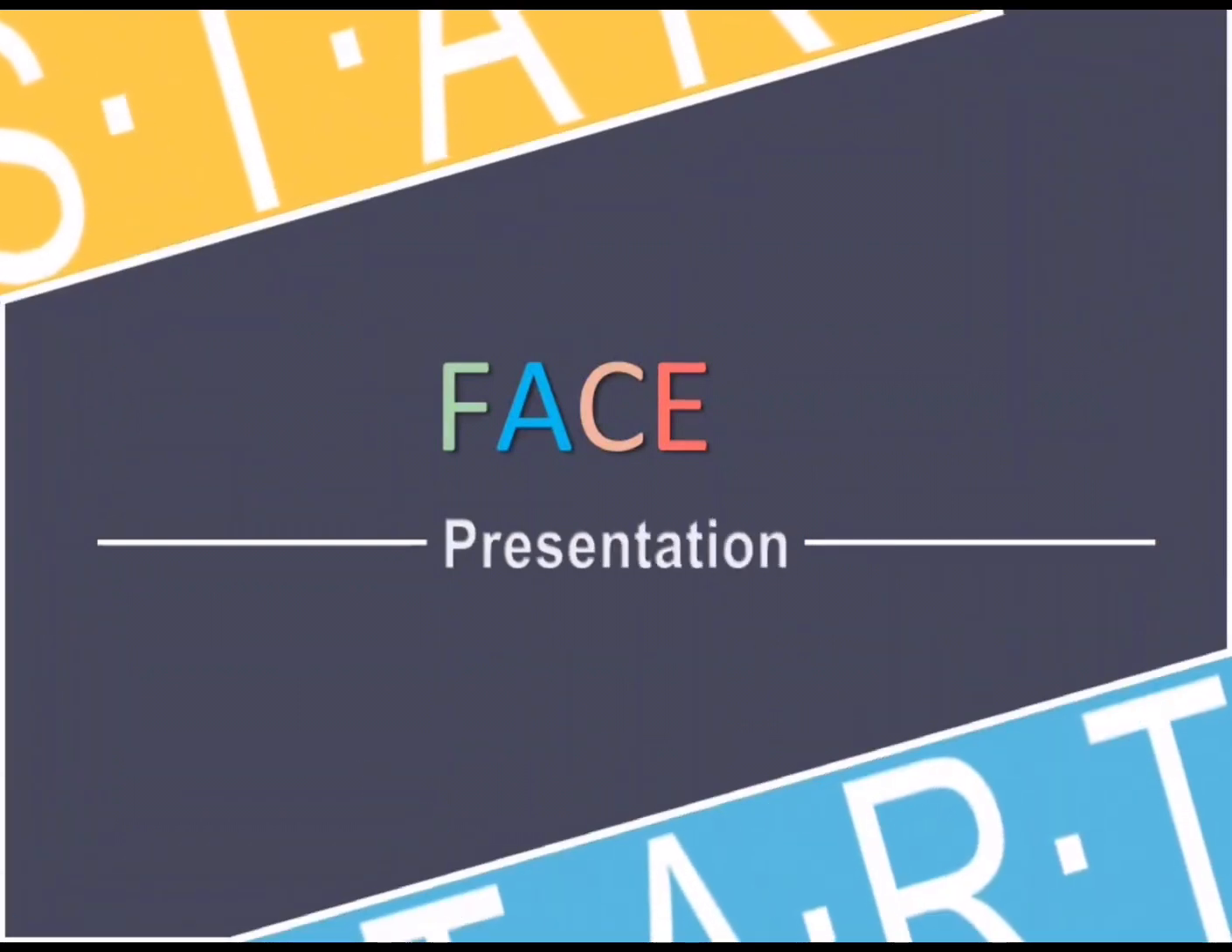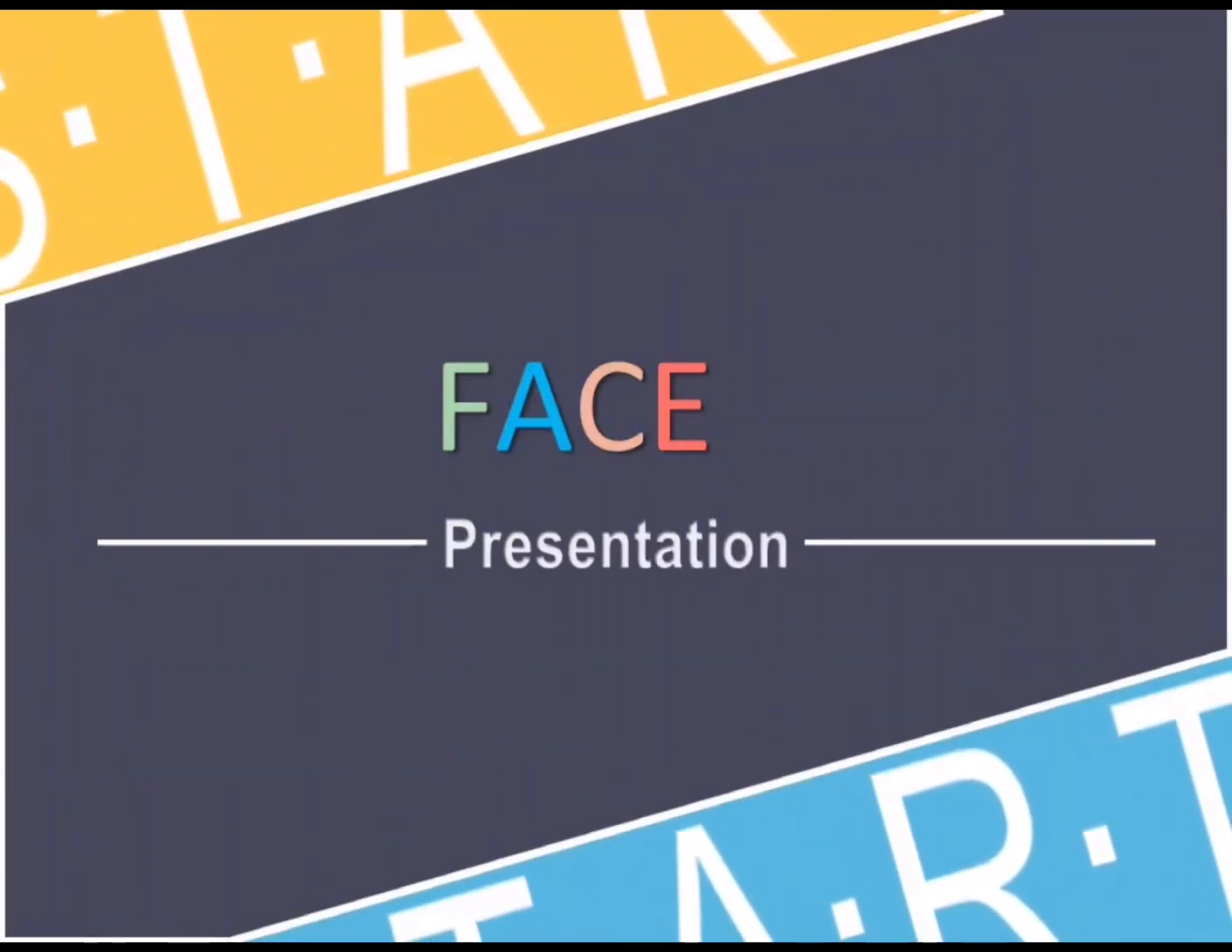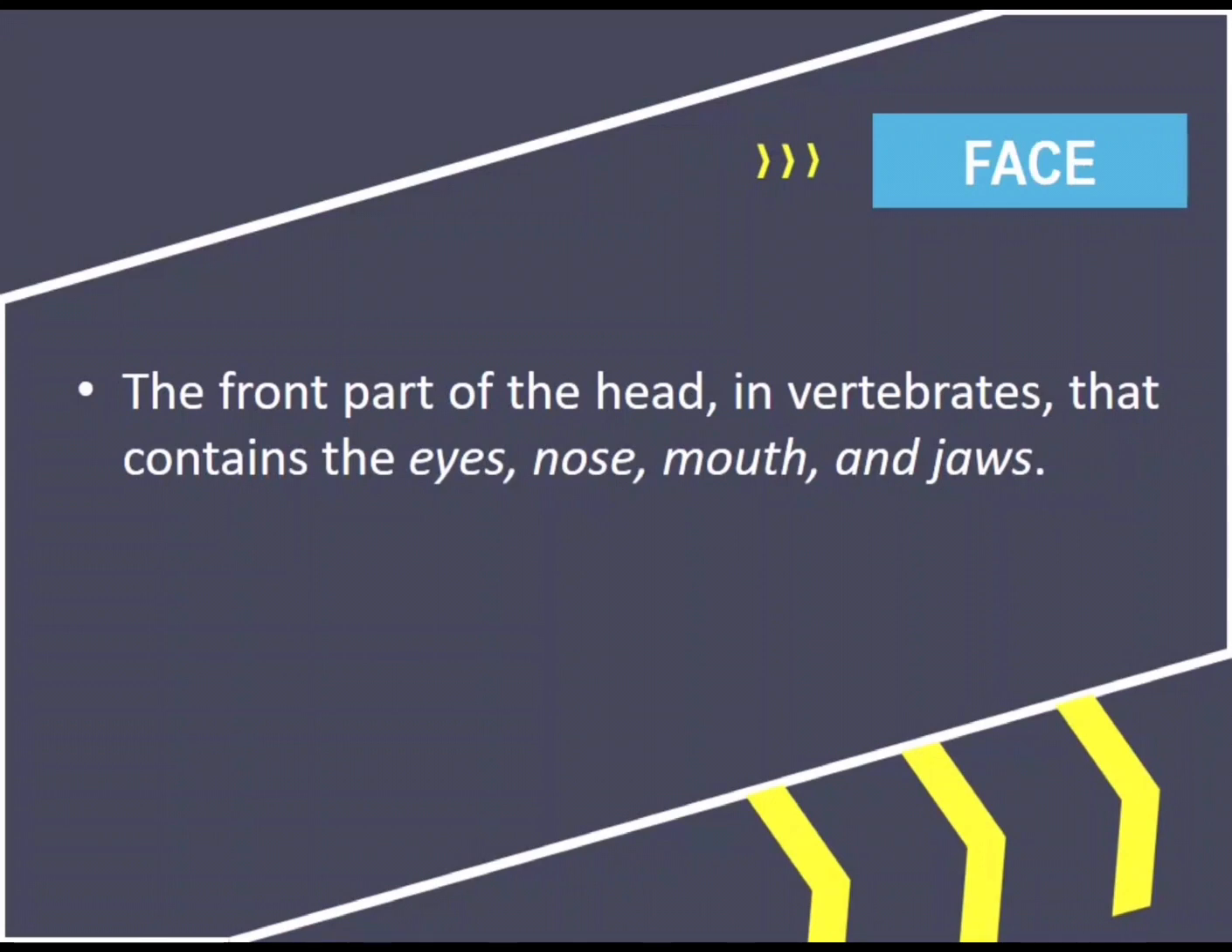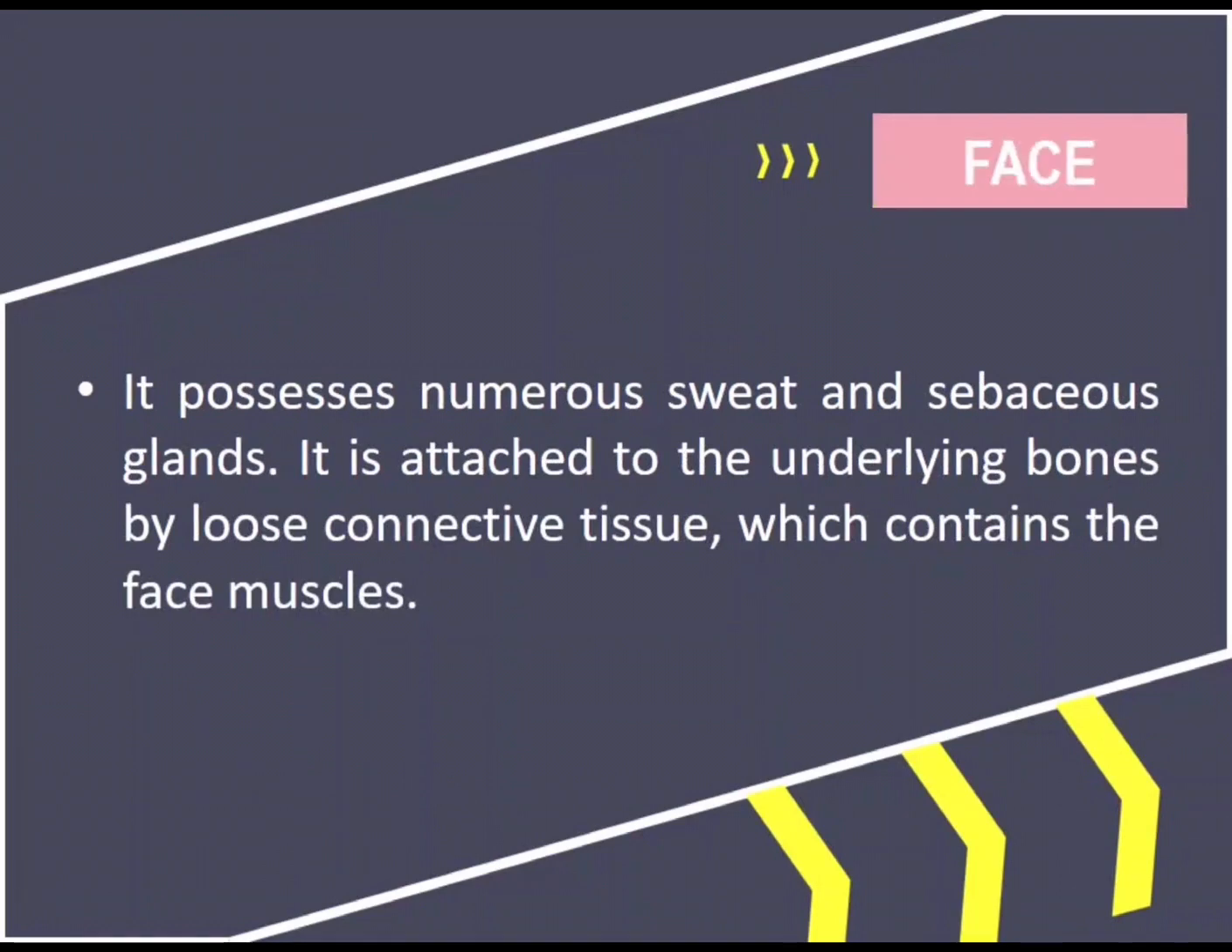Hello again! In this slide, we will tackle the face, the part of the head and vertebrae that contains the eyes, nose, mouth, and jaws. It spans from the forehead to the chin in humans. The face contains skin and numerous sweat and sebaceous glands. It is attached to the underlying bones by loose connective tissue, which contains the face muscles.